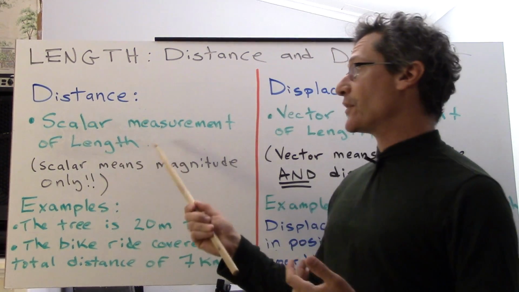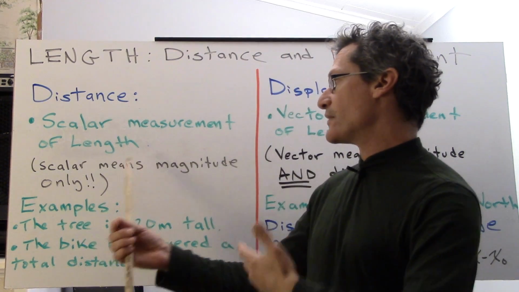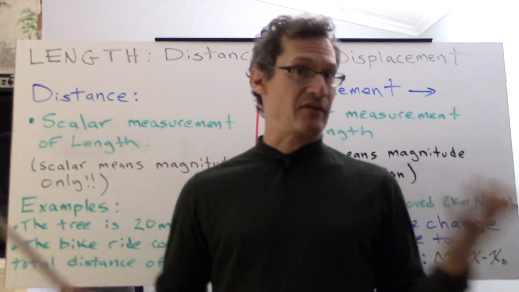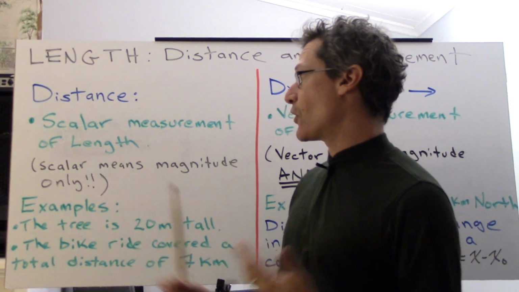Distance is a scalar measurement of length. A scalar is just something that measures magnitude only. Magnitude being the amount. That's all it is. Magnitude is a cool word meaning amount. Okay, so the amount of the length.